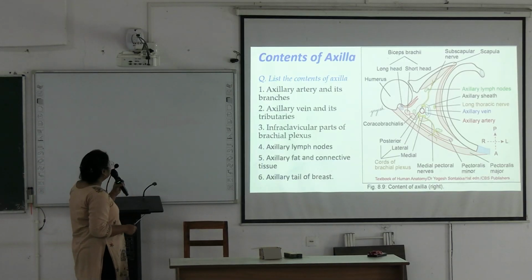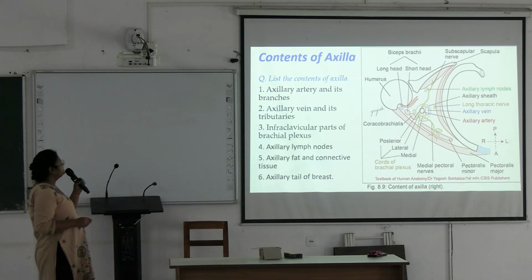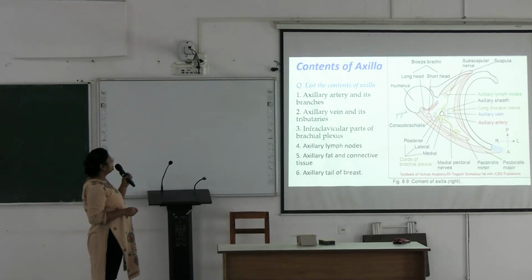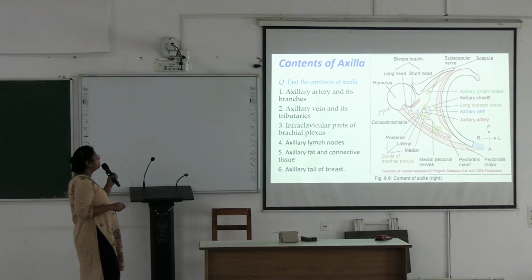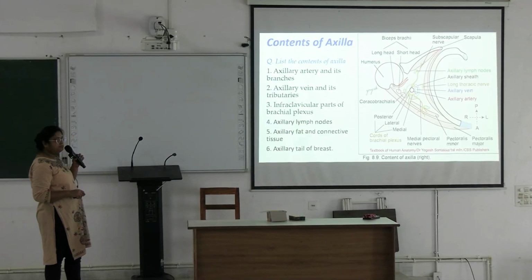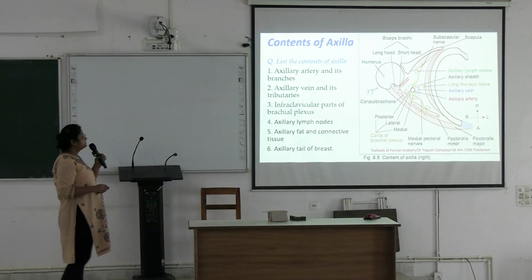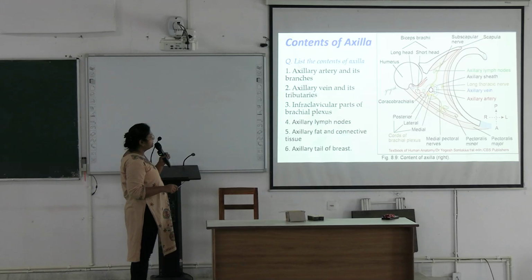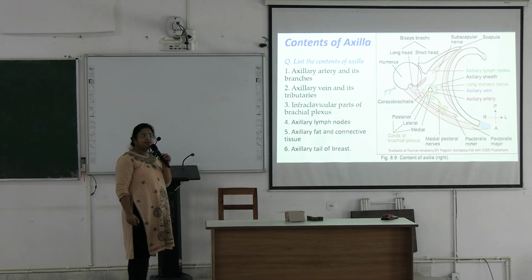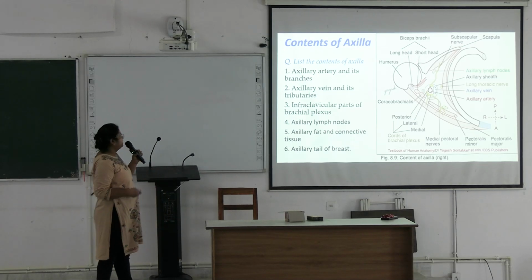So what are the contents of the axilla? Axillary artery and its branches, axillary vein and its tributaries, infraclavicular part of the brachial plexus, axillary lymph nodes, axillary fat and connective tissue, and the axillary tail of the breast. See, all these are contents. You can see the different cords of the brachial plexus, axillary vein, axillary artery, and other different branches from the infraclavicular part of the brachial plexus. These are the contents of the axilla.